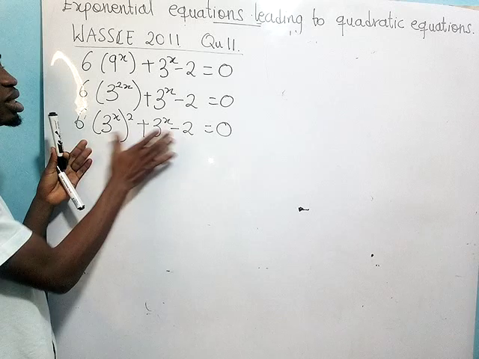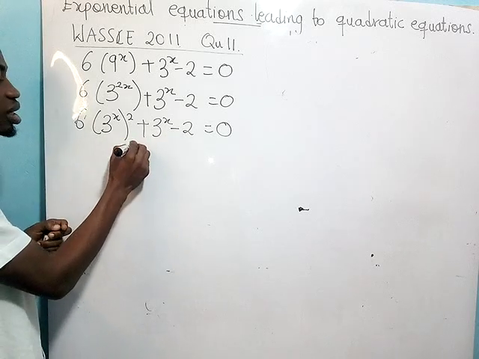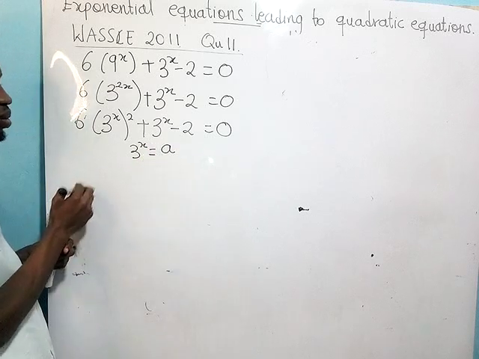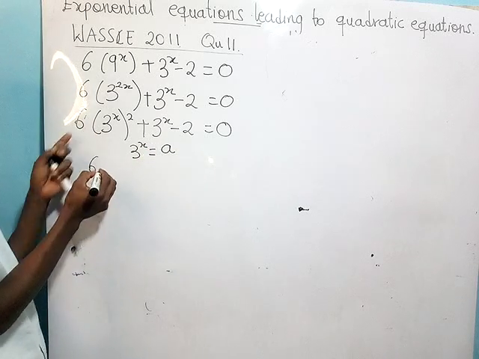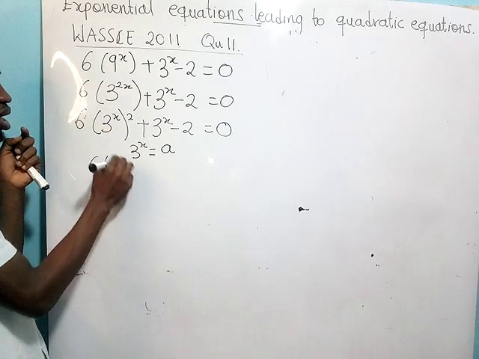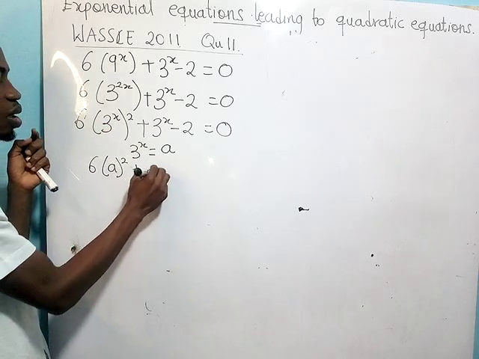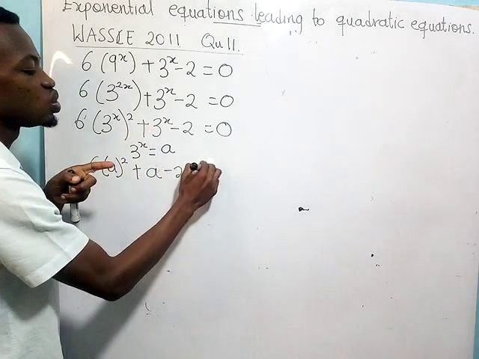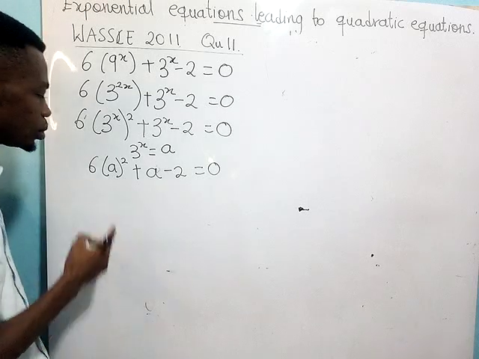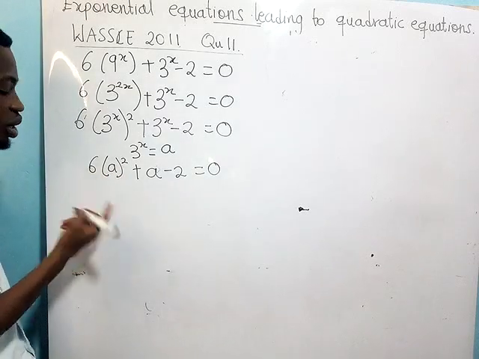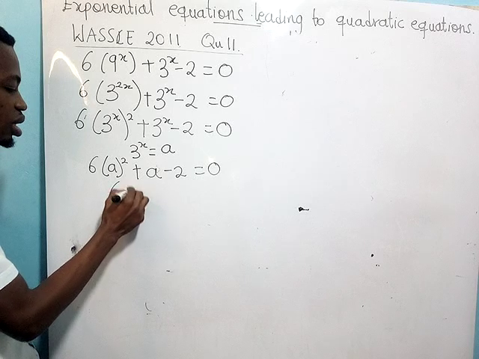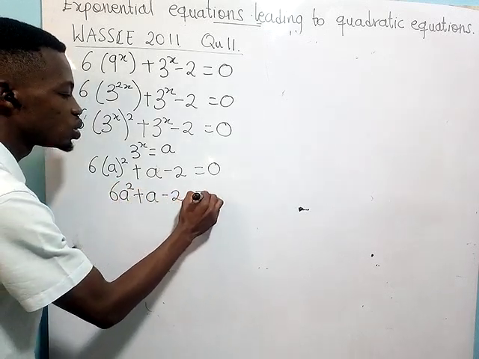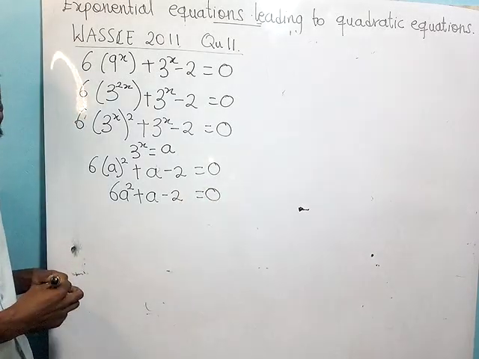And now since the indices are the same, we can say that let 3 to the power x be equal to a. So now we have 6, this becomes our a to the power 2, then our 3 to the power x here is a, minus 2 is equal to 0. A to the power 2 is a squared. So 6 times a squared gives us 6a squared plus a minus 2 is equal to 0.